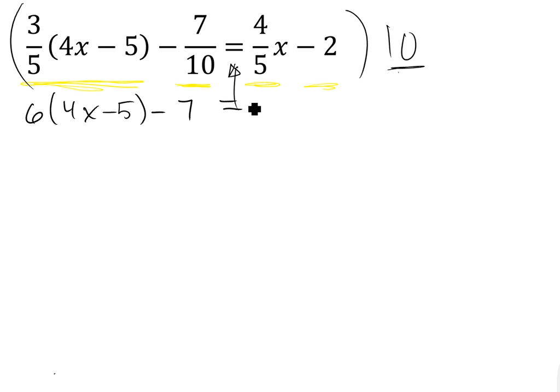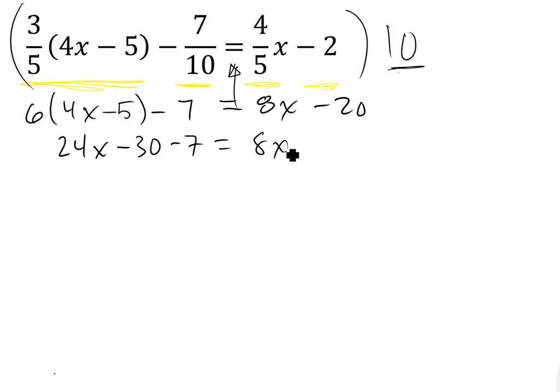On the other side, we're going to have 4/5 times 10, which is going to be 8x, because 4/5 times 10 is 8, and then minus 2 times 10, which is negative 20. Now I'm going to distribute on the left-hand side. 6 times 4 is 24x, minus 6 times 5 is 30. I've got the minus 7. Over on the other side, I have an 8x, minus 20 still.